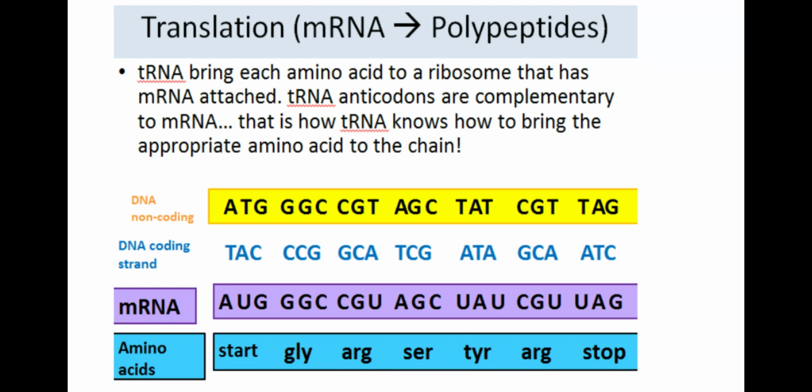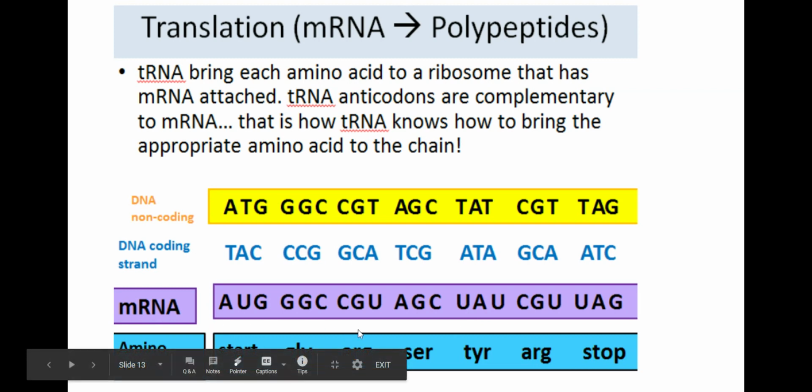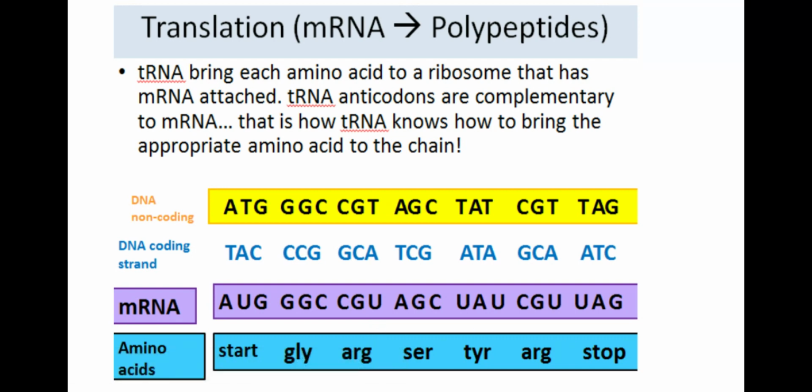So this is how it works. You can see that I have a non-coding strand and a coding strand. I made my coding strand into mRNA, so AUG, GGC, GCU, and so forth. Those amino acids match that. But I could have thrown in a step here that says, tell me the tRNA. tRNA is the complementary strand to mRNA. So instead of AUG, I would have UAC, CCG, CGA. It's just the complementary strand. tRNA is just complementing the mRNA and attaching the amino acid in the process.